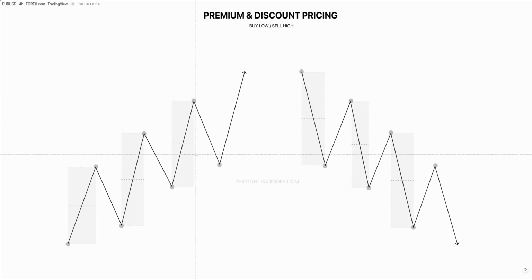But remember, like I said, price does not have to pull down here. So if you're always waiting for price to pull down below the EQ, right, down into discount pricing, you're not going to catch every move, okay? And that's just part of the probabilities of trading, right?